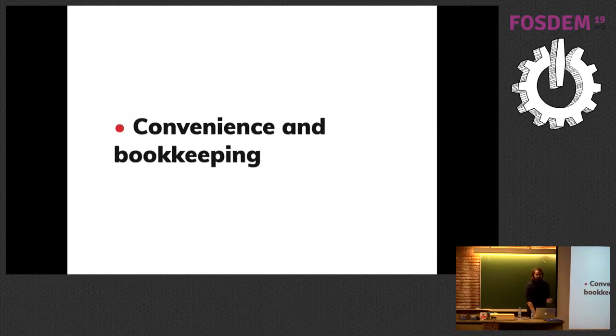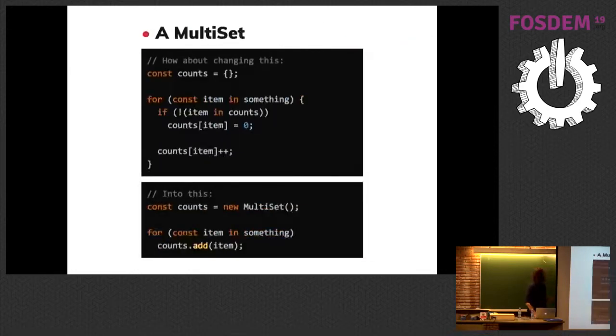Like any other kind of abstraction, having data structures is convenient, and it's easy for you to do some kind of heavy bookkeeping using those custom data structures. I will use an example to clarify this point. For instance, you can implement something which is called a multiset. A multiset is actually a set in which you can store an item more than once. So if you do some basic JavaScript and you need to count the number of occurrences of an item in a sequence, you can do this nasty code.